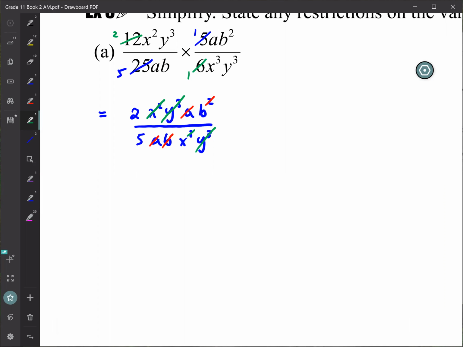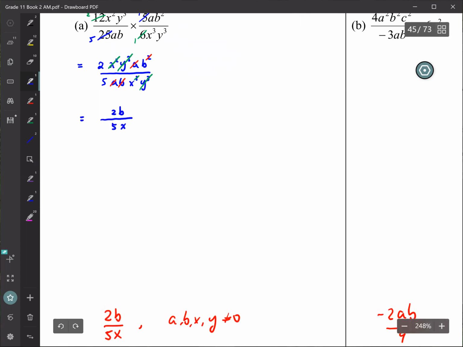Okay, so it's very clear what's left, right? You have 2b on the top, 1b at the top, and then 5x. So the answer should be 2b over 5x. Yep, that's correct. Very good.